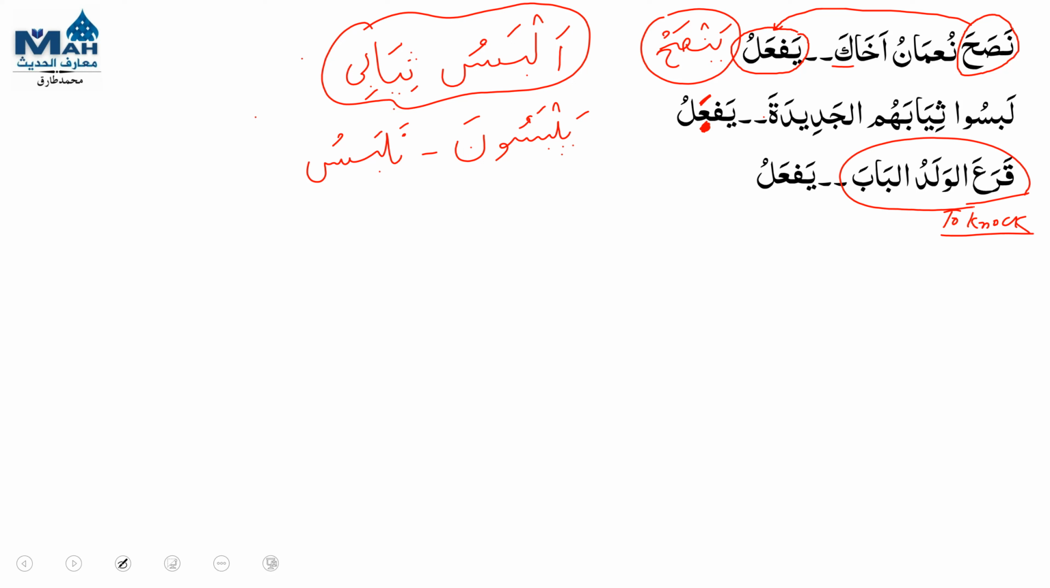Now, to convert this to fail mudare, the weight is yaf'alu. So, what will it be? Yaqra'ul waladul baba. Why did you not convert walada? Because it is fail, it will stay the same. Yaqra'ul waladul baba. The boy is knocking the door.